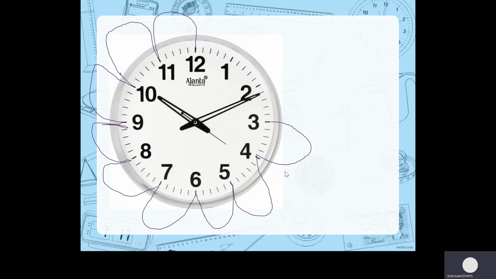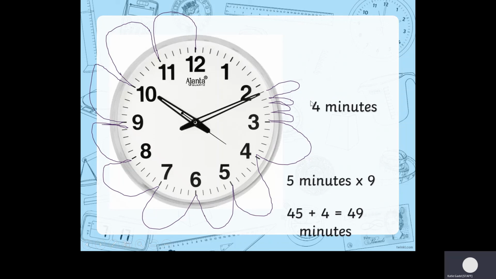Let's have a look at the next question. Here we haven't started on a big interval. We've started here. So we've got 1, 2, 3, 4 intervals here. That represents 4 minutes. And then we can count in multiples of 5. So 5, 10, 15, 20, 25, 30, 35, 40, 45, and then add the 4 minutes here. So 4 minutes, add 45 minutes is 49 minutes. It's 49 minutes until 11 o'clock.